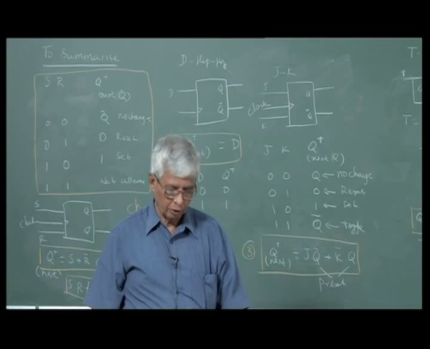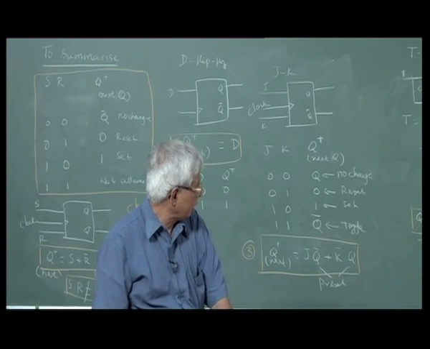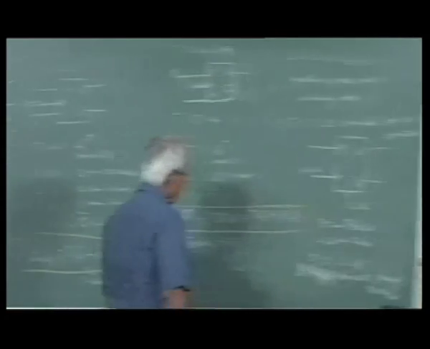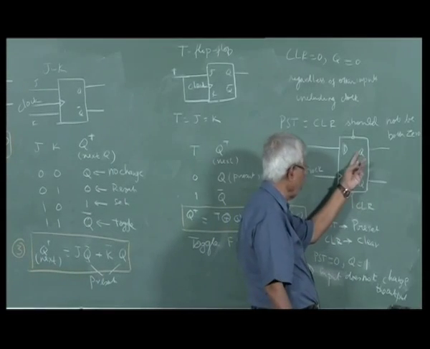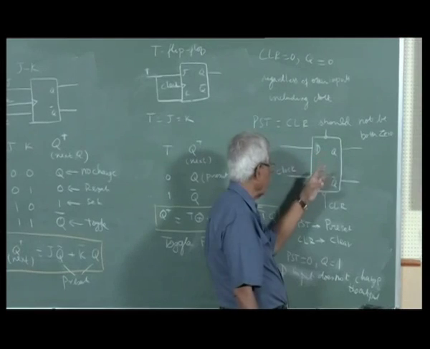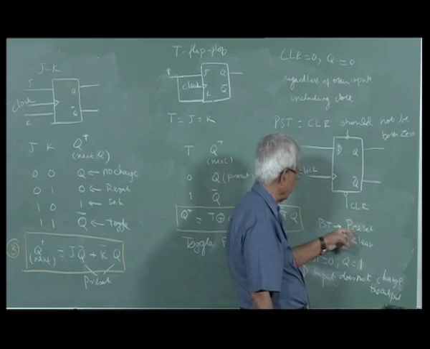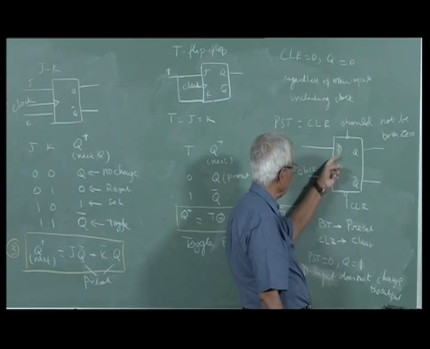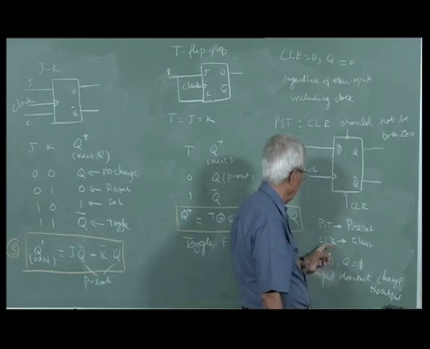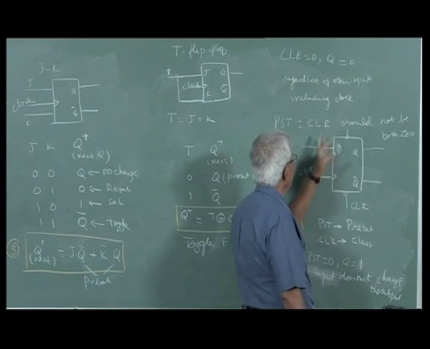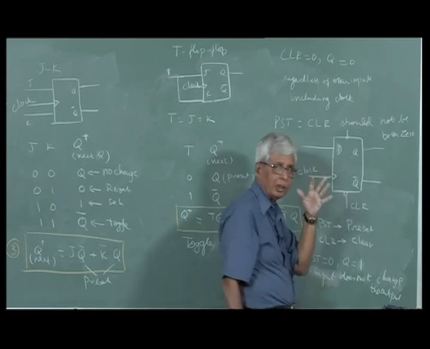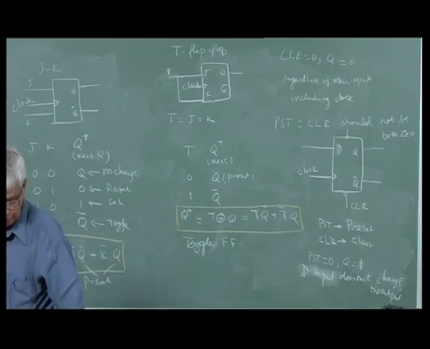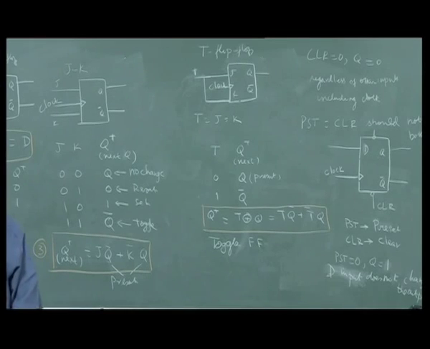Before we can proceed further, that is it for today. We have covered a lot of material, and we also talked about preset and clear signals. If you want the output to be 1, irrespective of the inputs and the clock, you make preset 0. If you want the output to be 0, regardless of the inputs and the clock, make clear equal to 0. But make sure that both of them do not remain 0 at the same time, because it's a confusing state and the flip-flop doesn't know how to behave.